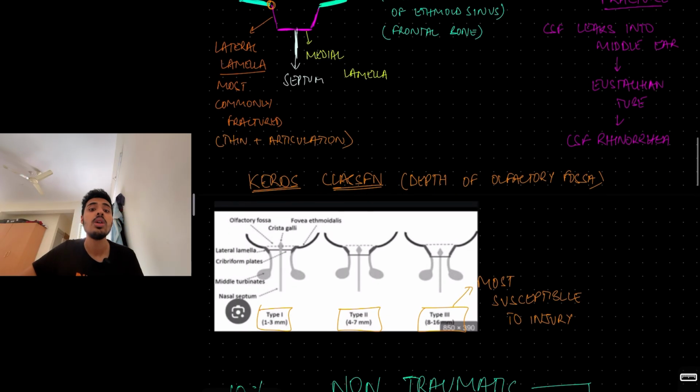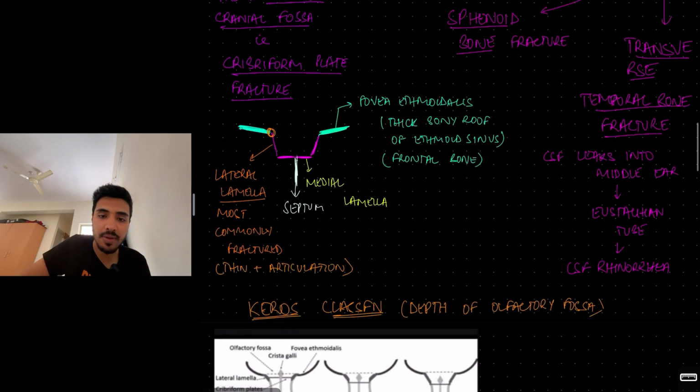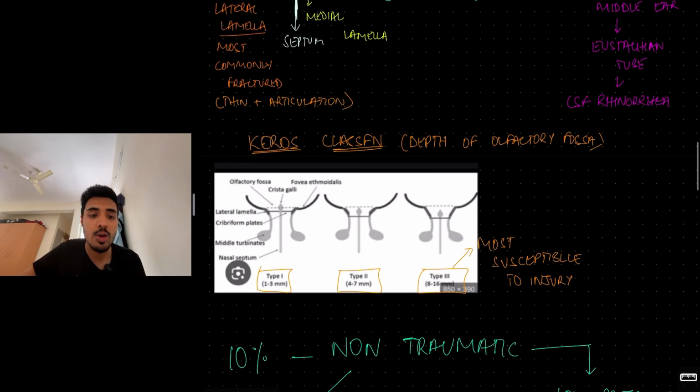Now, there is something known as Keros classification. Basically, Keros classification checks the depth of the olfactory fossa, this fossa formed here. See, this is the nasal septum. This fossa formed here by the cribriform plates on both the sides is known as olfactory fossa. Now, the depth of this olfactory fossa can differ. Keros classified them into type 1, type 2 and type 3.